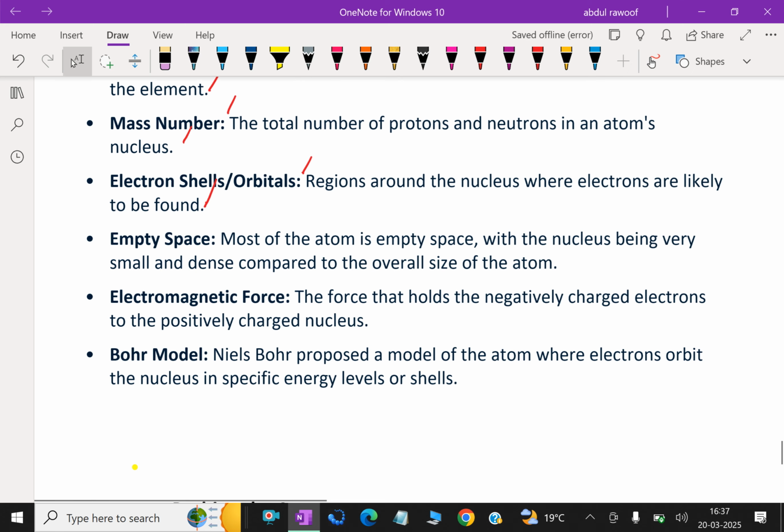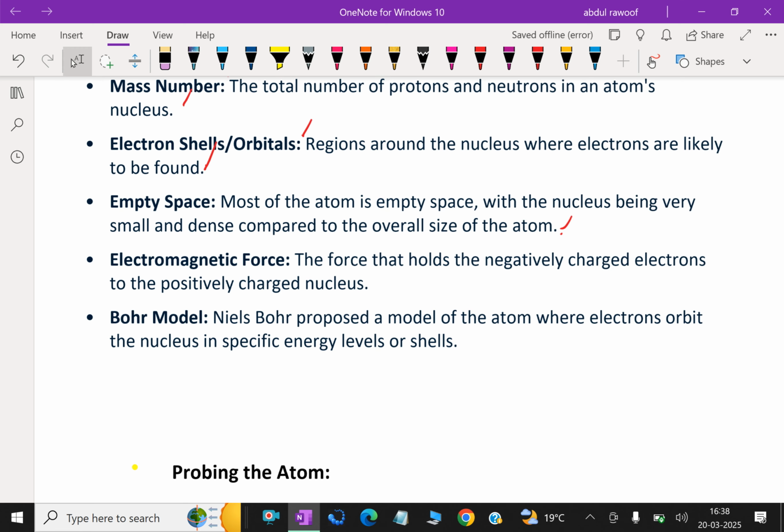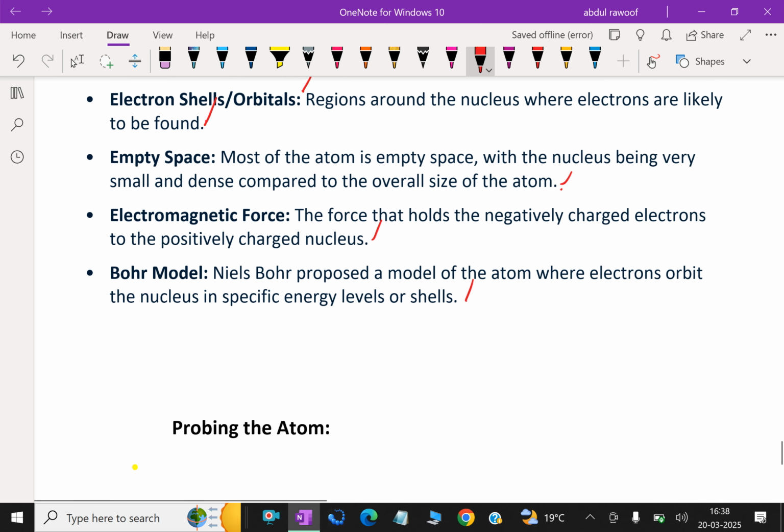Empty space: most of the atom is empty space, with the nucleus being very small and dense compared to the overall size of the atom. Electromagnetic force: the force that holds the negatively charged electrons to the positively charged nucleus. Bohr model: Niels Bohr proposed a model of the atom where electrons orbit the nucleus in specific energy levels or shells. Now, probing the atom.